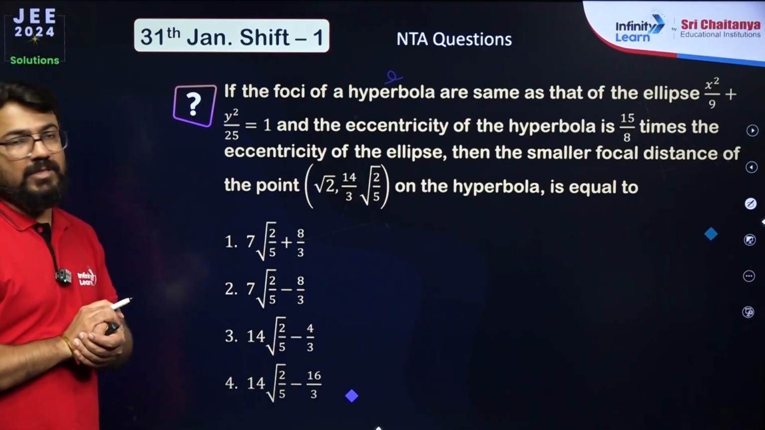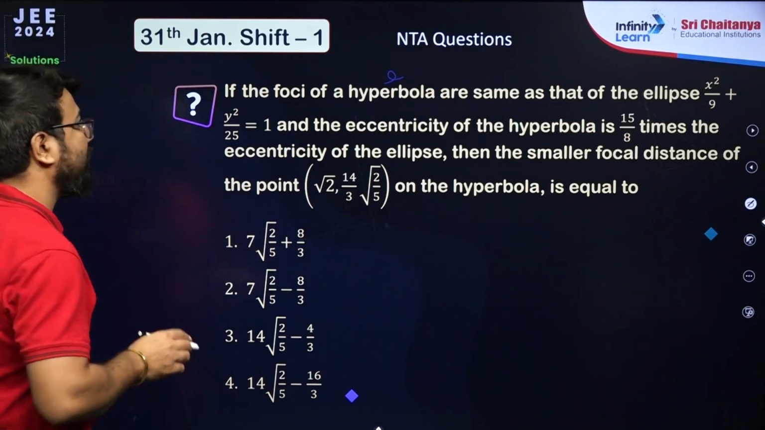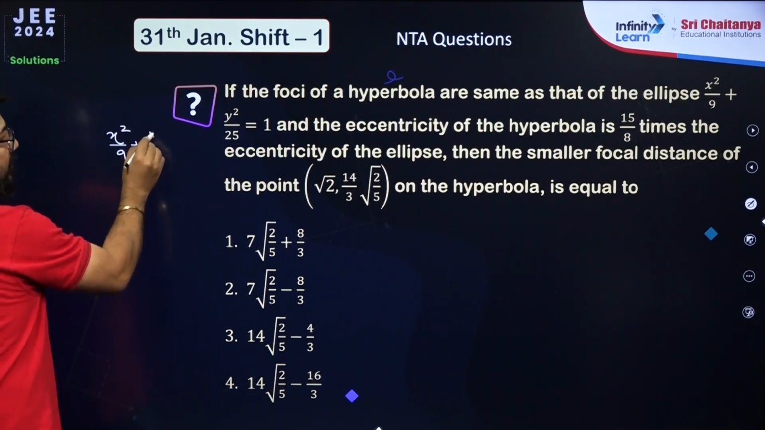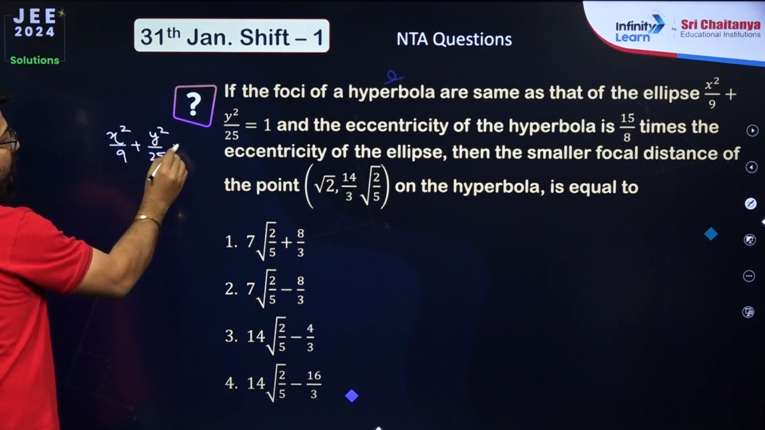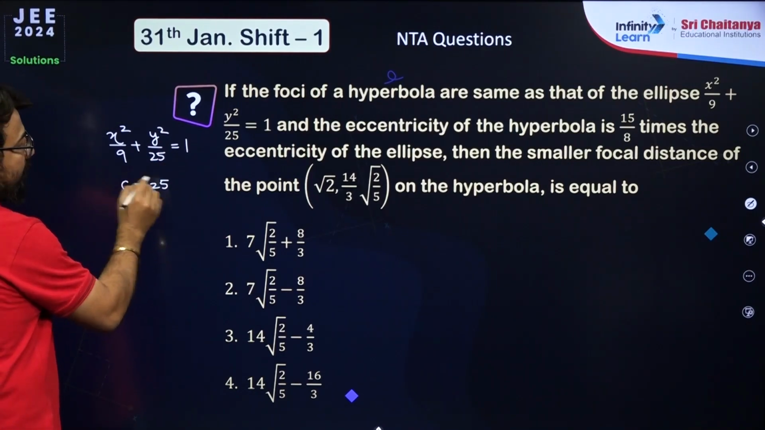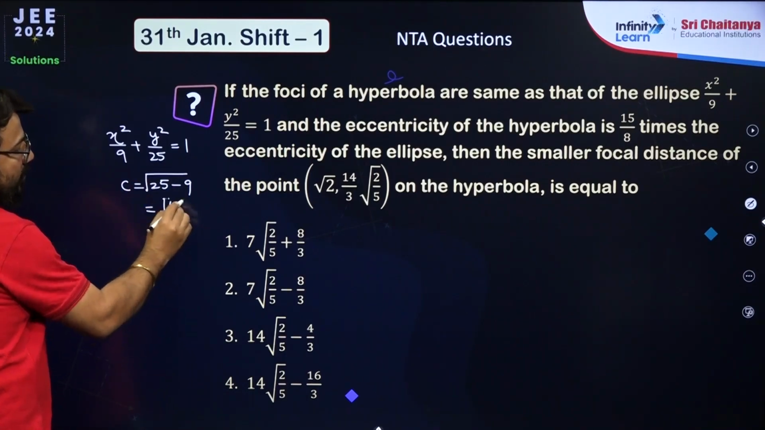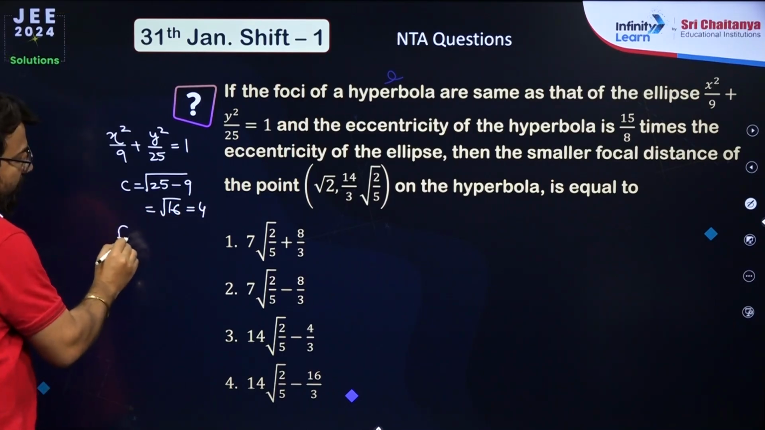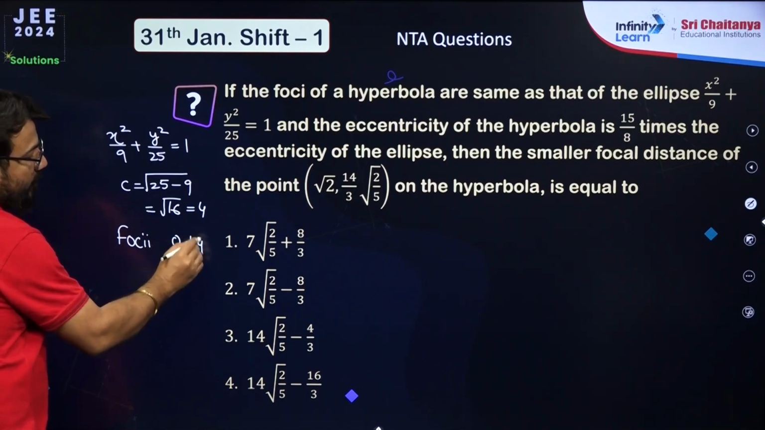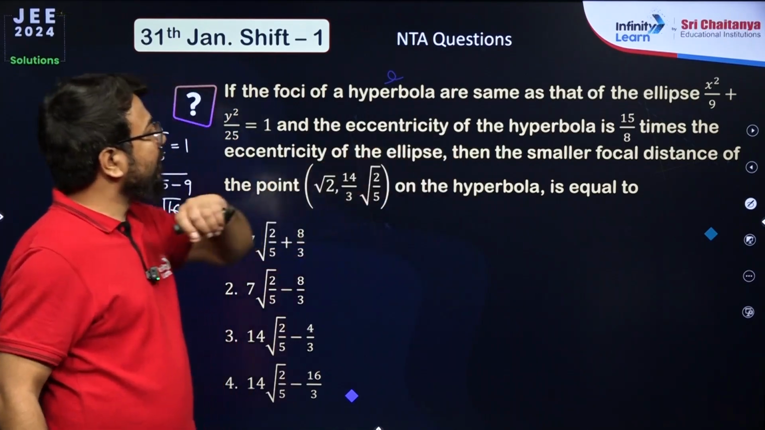Moving ahead to the next question. If the foci of the hyperbola are same as that of the ellipse. So the ellipse is given to us: x square by 9 plus y square by 25 is equals to 1. So the value of c will be the square root of 25 minus 9, and we have got the square root of 16, that is 4. So the foci of the ellipse will be 0, plus minus 4. I hope you are able to understand.